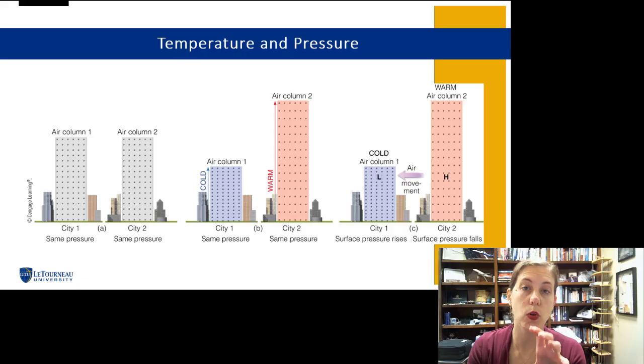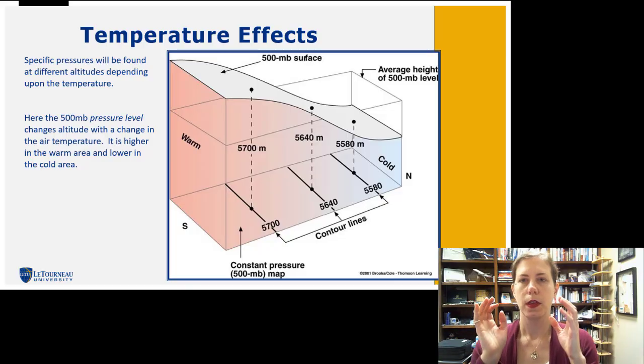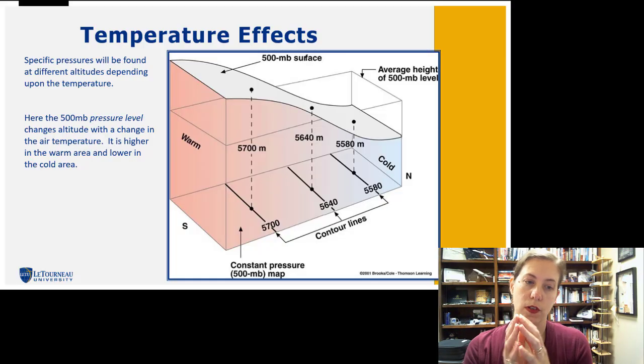Be aware that a colder column of air has a higher pressure at the surface than a warm column of air, if that column of air is permitted to have however many molecules. It doesn't have a fixed amount of molecules. Now, what does this have to do with our different pressure levels?